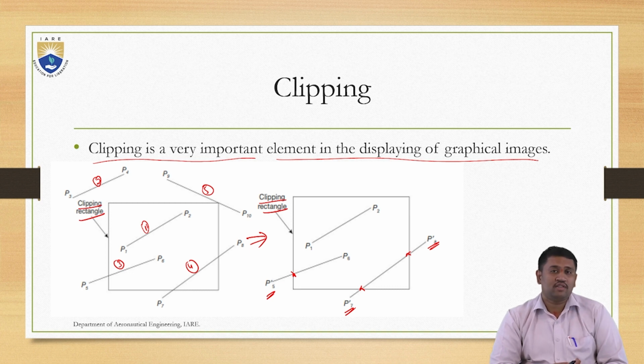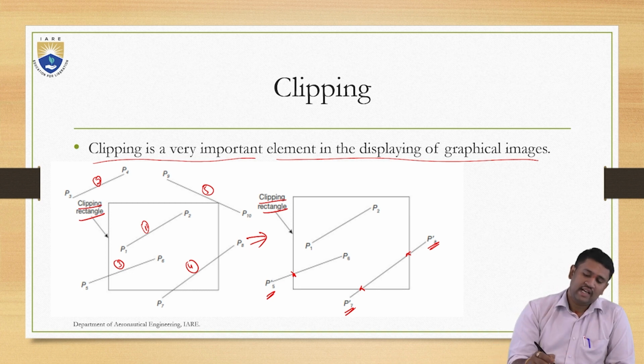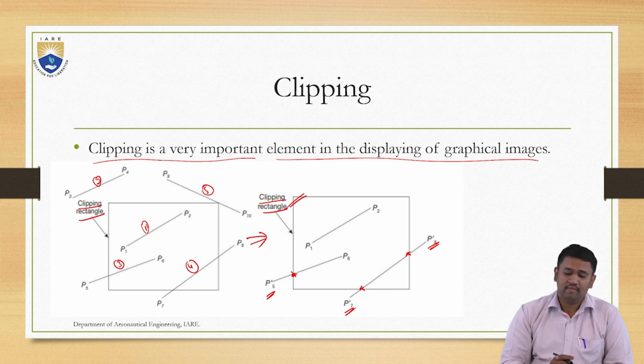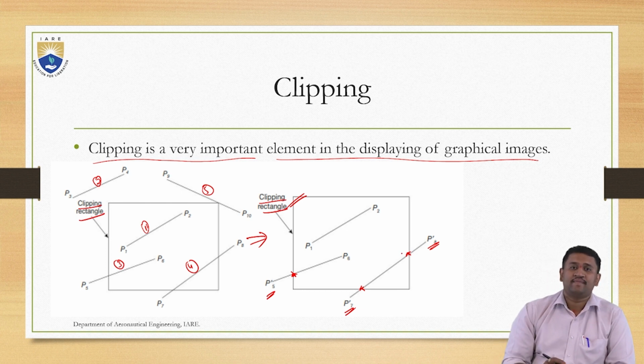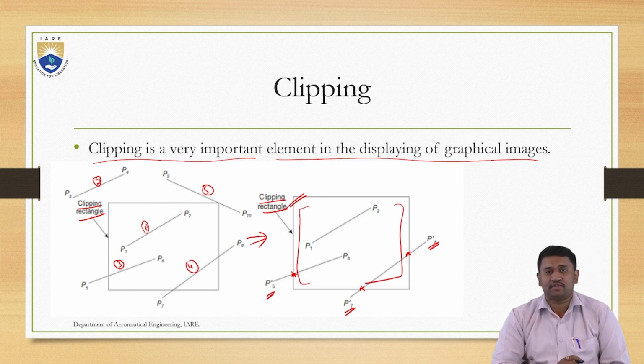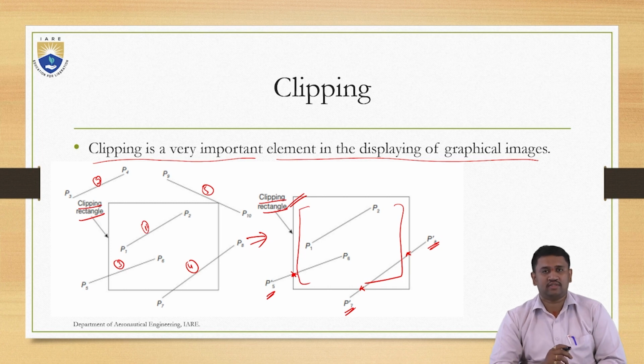So in order to do that, it will consider an intermediate point through which this clipping rectangle is bounded, right? Based on the intermediate points where the clipping rectangle is bounded, within the clipping region all the lines are shown, or else all the edges are shown.